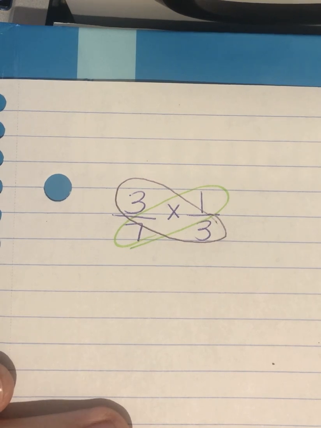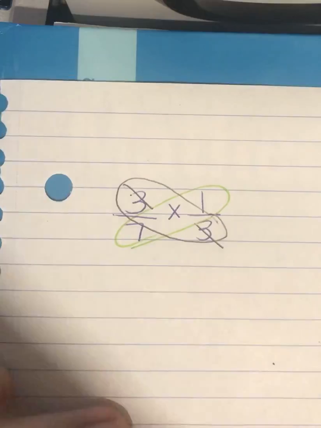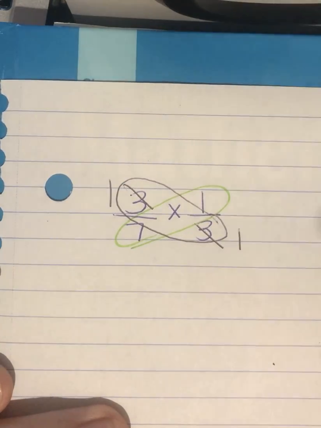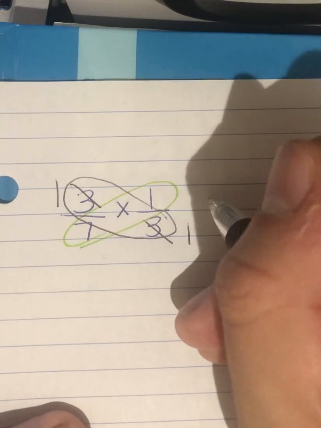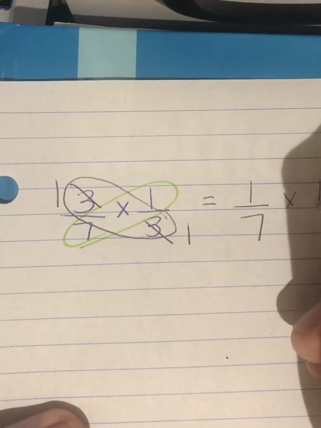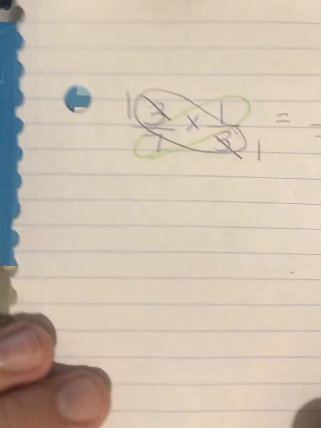3 and 3 actually do have a common factor, and it's 3. So I cross them out. 3 divided by 3 is 1. 3 divided by 3 is 1. And then step number 5 is to rewrite. So now I have 1 over 7 times 1 over 1. And I'm done. Let me do another one for you.